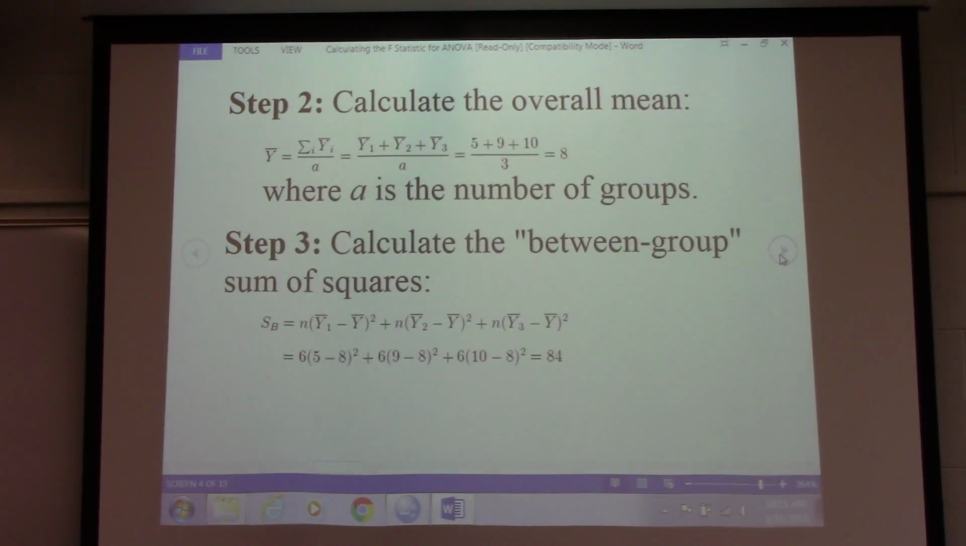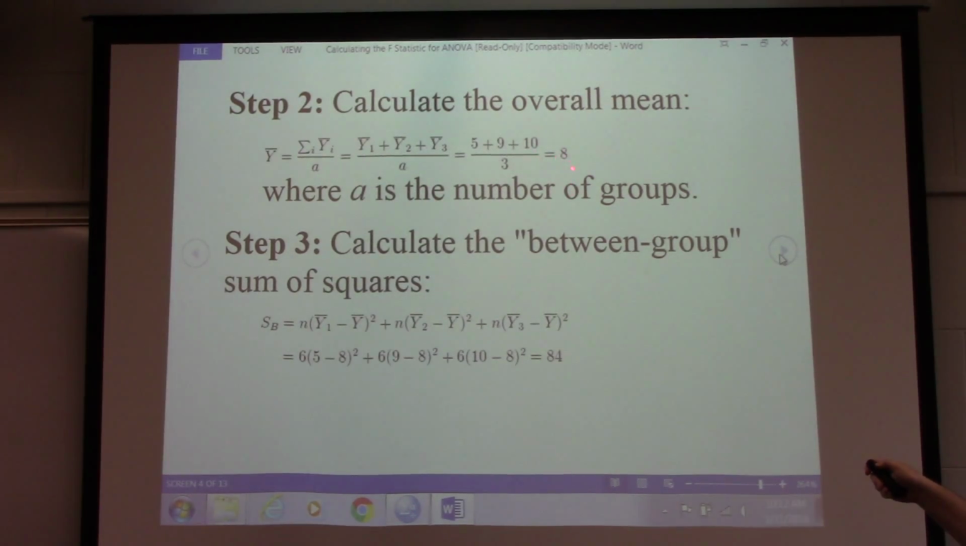The next thing that we're going to do is calculate what's called the overall mean. So what we do is we had a mean within fertilizer 1 of 5, a mean within fertilizer 2 of 9, fertilizer 3 of 10, divided by 3, 24 divided by 3. So the overall mean growth across all 3 fertilizer types was 8 inches.